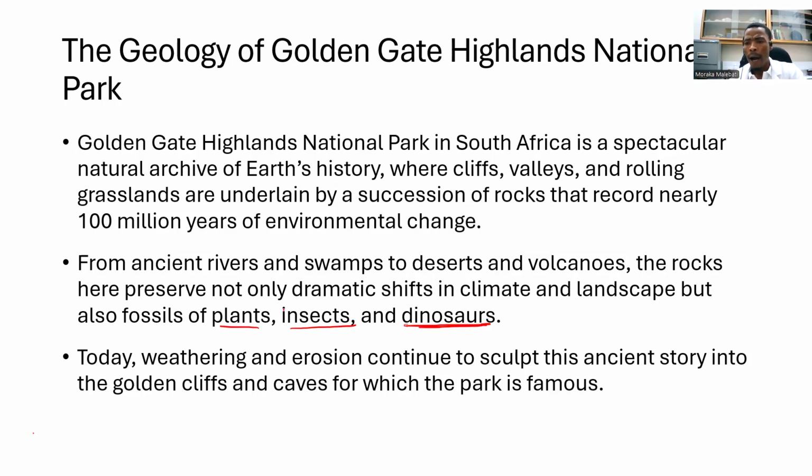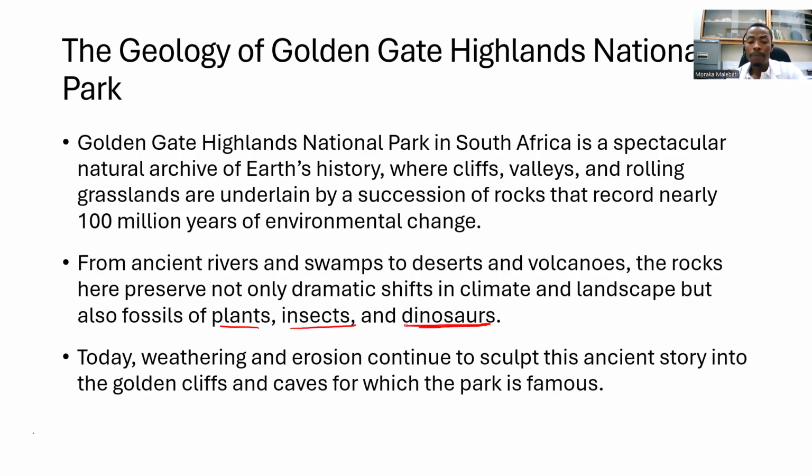Today, weathering and erosion continue to sculpt this ancient story into the golden cliffs and caves for which the park is famous. The park is famous for the cliffs. That's why we say the Clarens Cave. It's everywhere, even in geography, grade 11 or grade 10. I think they're teaching them about these things. The Clarens Cave is one of the famous geoheritage sites we ever have.